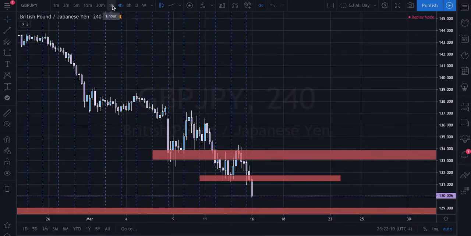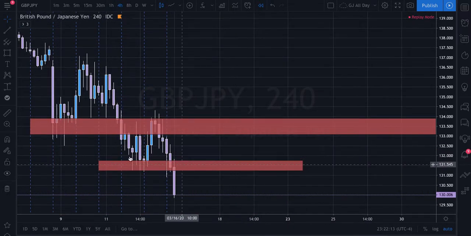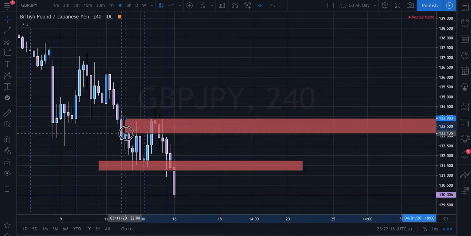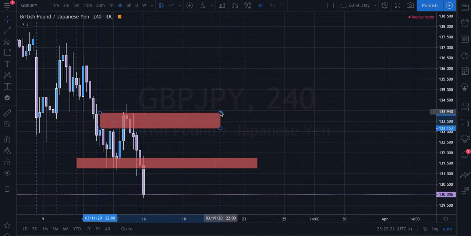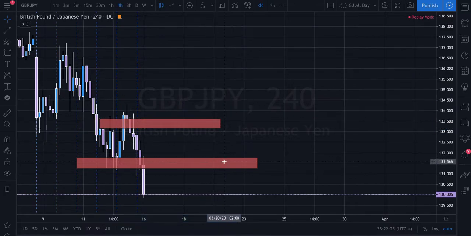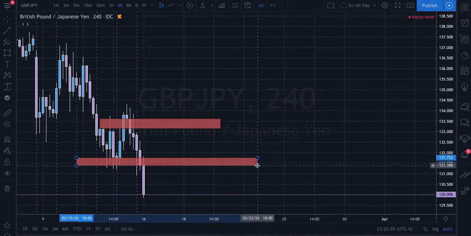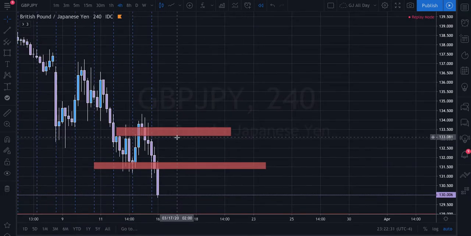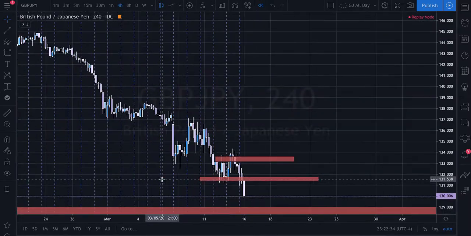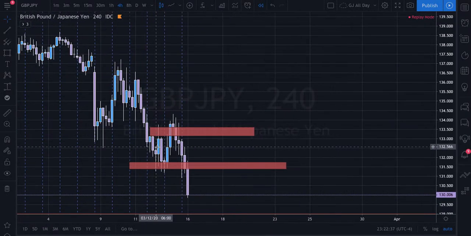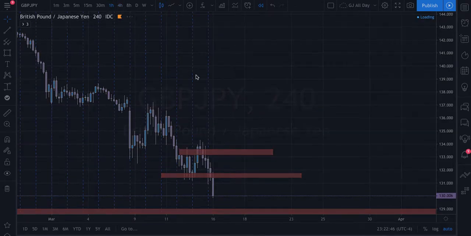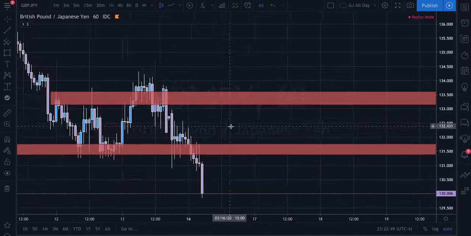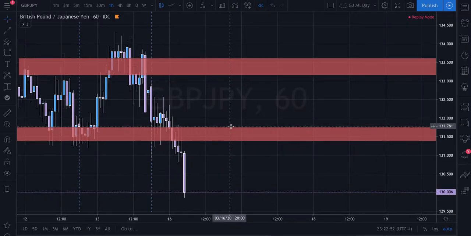All right, so on our 4 hour, I can probably tighten this up a little bit. Something like that. These are still daily zones, I'm just tightening them up on the 4 hour. So we still have our same ranges, looking for maybe a pullback, then going back down. So let's go to our 1 hour. We can start seeing from the intraday side where we are.